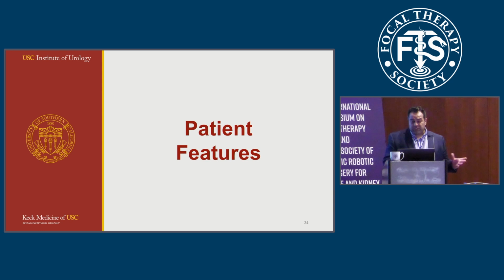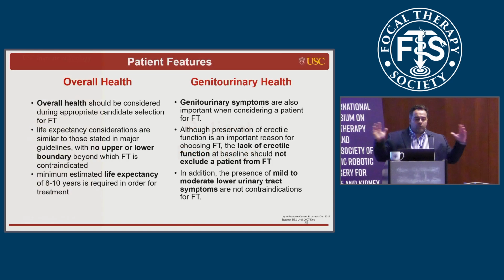What about patient features? And I'm almost done. So basically, there are two columns I think about. The overall health of the patient: we use the same guidelines as other major guidelines for robotic prostatectomy. The patient should have at least 8 to 10 year life expectancy to offer them. But there's no upper or lower boundary age-wise when you offer patients focal therapy.